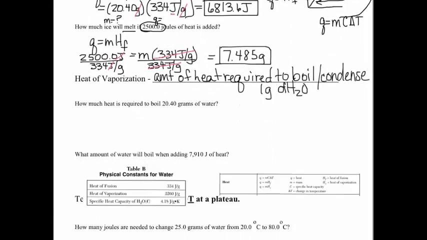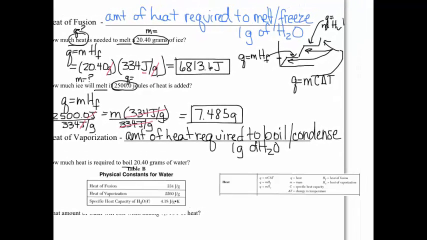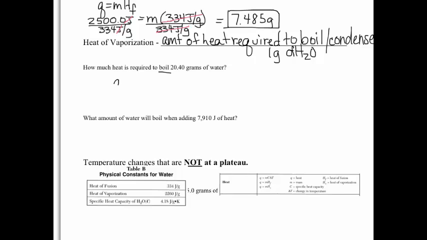All right, so let's move this up a little, and let's look at these questions. How much heat is required to boil 20.40 grams of water? Because we're talking about boiling, that means we're going to be talking about that upper plateau. So looking back at our little drawing over here, that's this upper plateau, and we're going to be using Q is equal to MHV. All right, this is our M.